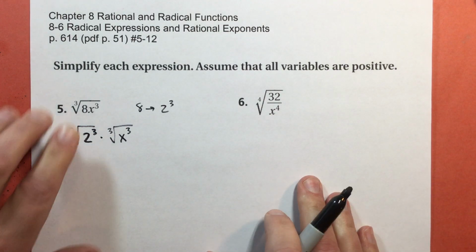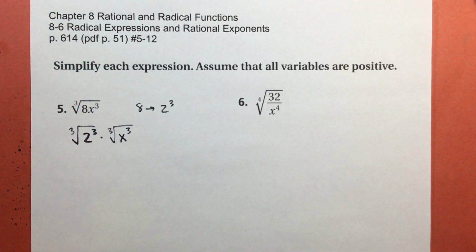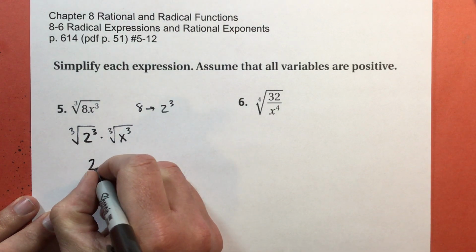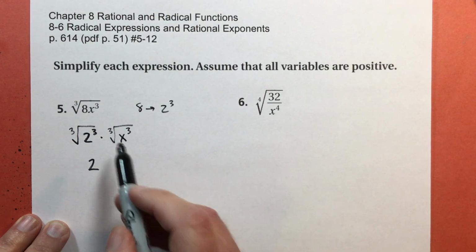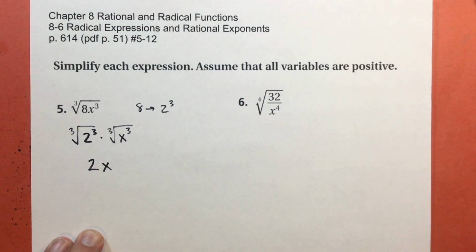And whenever I have the cube root of something cubed, those are inverse operations of each other. So the cube root of 2 cubed is just 2. It's literally asking what number times itself equals 2 times 2 times 2. It's 2. That's what it means. And the cube root of x cubed is just x. So this is going to be 2x.